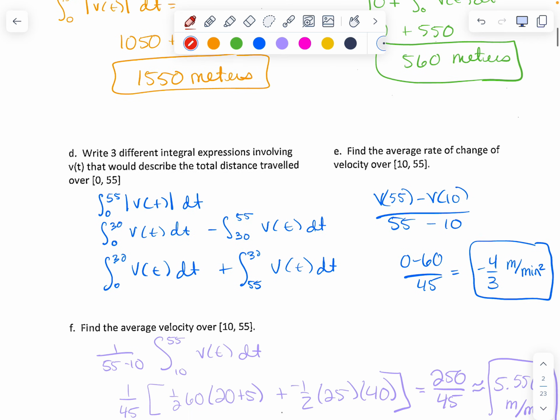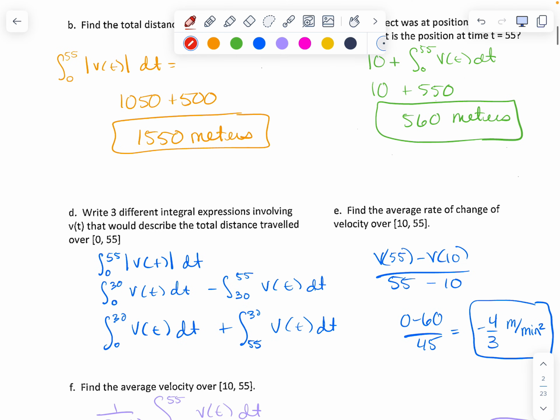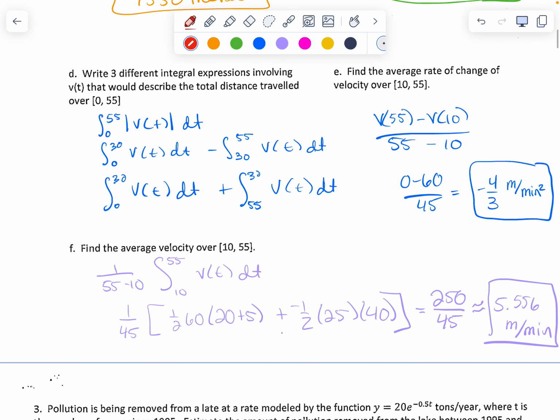Okay, here's the next part. So we've got our three different integrals. They're the same as from up above, it's just using different numbers. Then we found our average rate of change using our slope idea. It's negative 4/3 meters per minute squared. First semester, we struggled with units. When I asked you to explain what it means that the rate of change is changing: negative 4/3 meters per minute for every minute. We had a hard time writing that in a sentence, so it's a good thing to practice thinking about while we're looking at these. And then our average velocity, I chucked it in a calculator at the end there. This is in meters per minute.